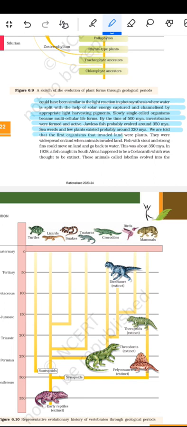We are told that the first organisms that invaded land were plants. They were widespread on the land when animals invaded land. Fish with stout and strong fins could move on land and go back to the water. This was about 350 million years ago.